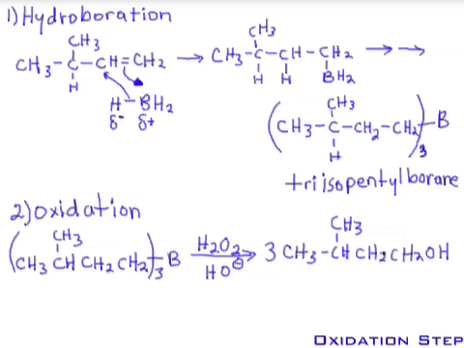What happens to the borane? The borane becomes borax, BO3 3-, borate anion. So the peroxide oxidizes the boron off and you get the alcohol. Note, you could have done several other things here.